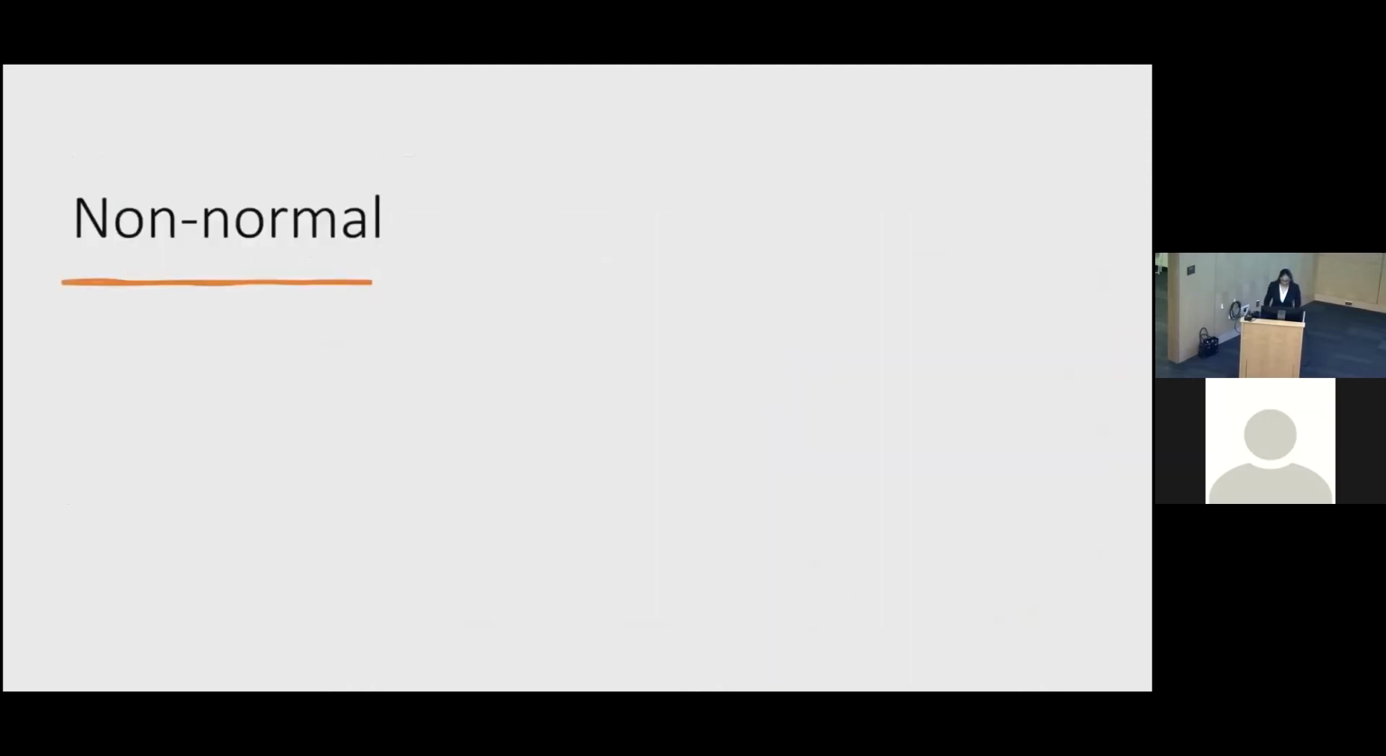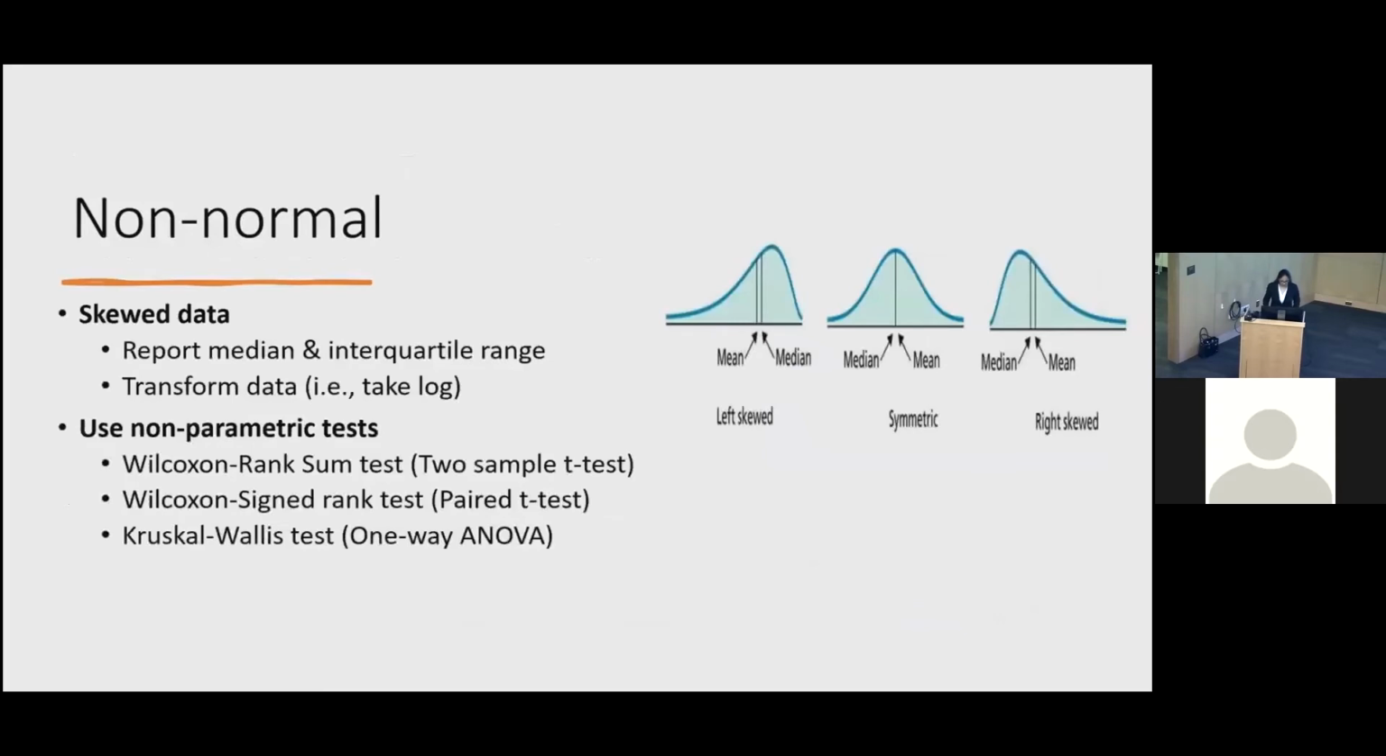If after looking at the distributions of the data, you find that it is skewed, you would have a couple of options, but reporting the median and its interquartile range is the most common one. You can also sometimes transform the data, such as take the log of the values, if you find a logarithmic distribution of data. When you have skewed data, you can always use non-parametric tests, such as the Wilcoxon rank sum test, which is a non-parametric alternative to the two-sample t-test, the Wilcoxon signed rank test, which is a non-parametric alternative to the paired t-test, and the Kruskal-Wallis test, which is a non-parametric alternative to one-way ANOVA.